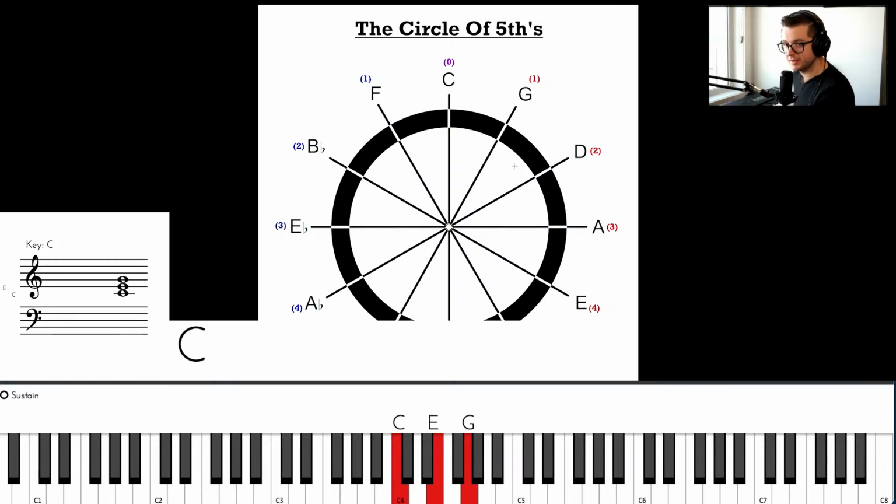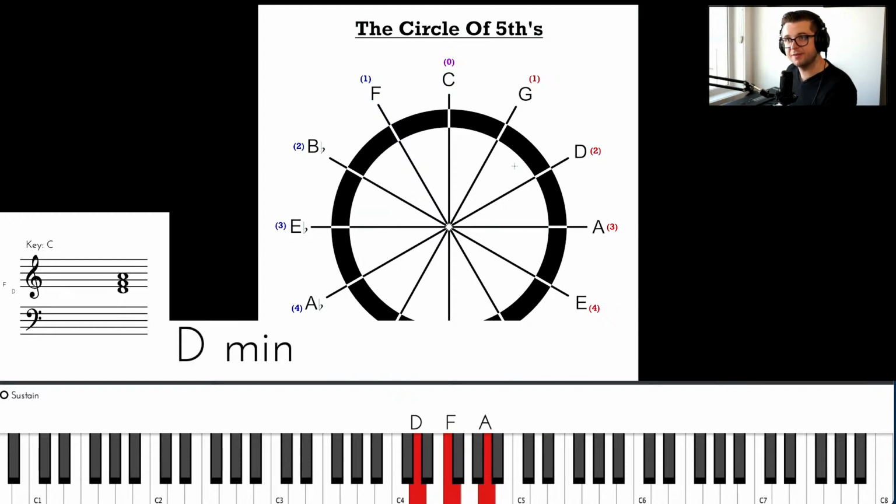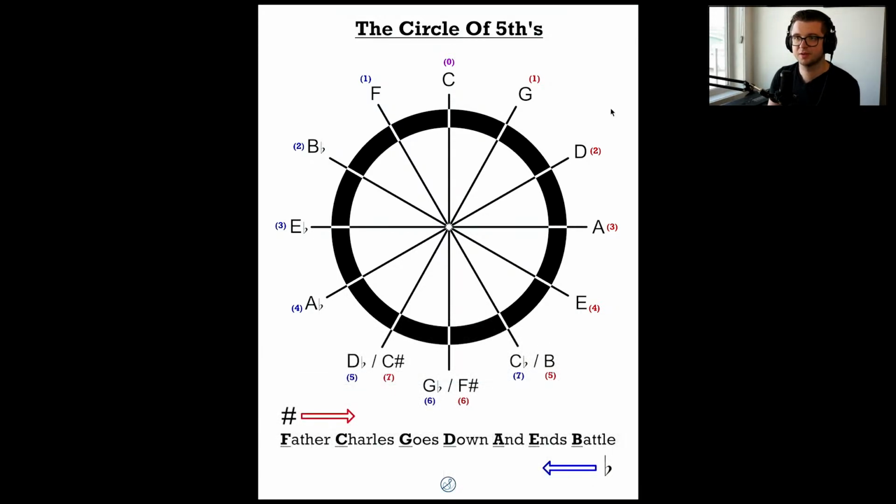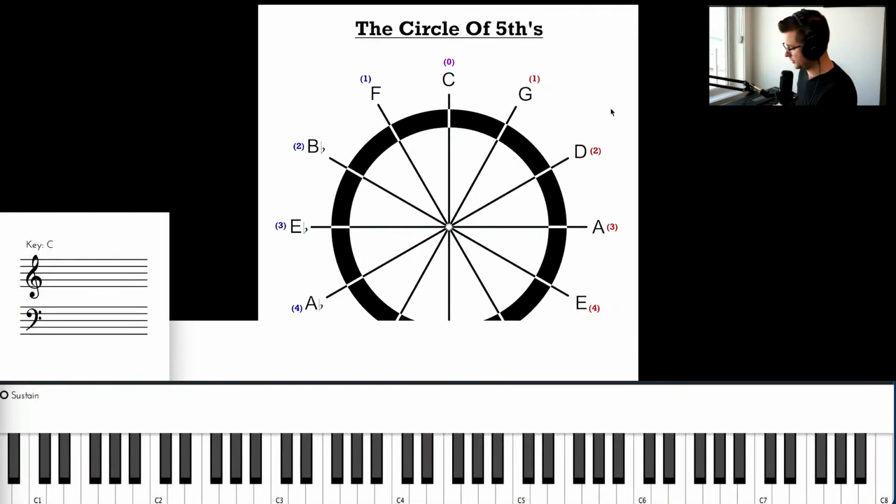So, C major. We're going to move up to the next chord, D minor. Now, if you look at that circle of fifths, what does the D minor say? It says 2, which means we have 2 sharps to worry about. And what are the sharps? Father and Charles, so F and C. So when I go to play this D chord, what note should be sharped?